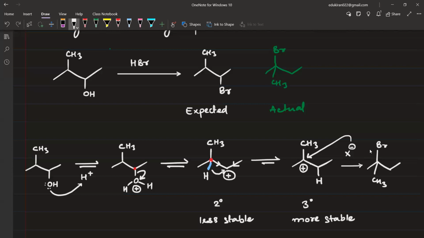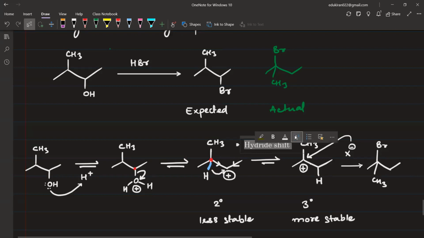But did all of you understand this reaction mechanism? Yes or no? Now, this particular step is known as 1,2 hydride shift. Or rather, you just write hydride shift. So this step is known as what? Hydride shift. Hydrogen is shifting. Please write this down. If you have not written, let me know once you're done.